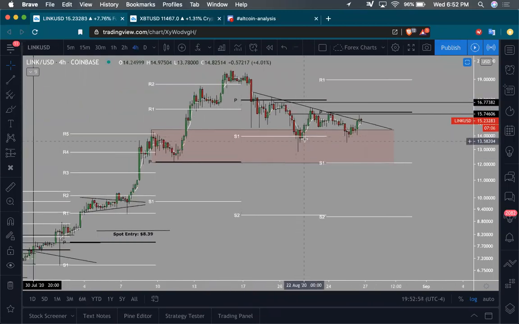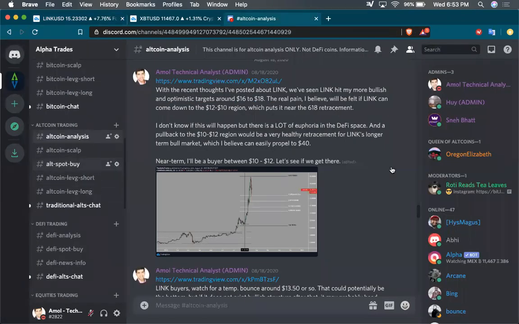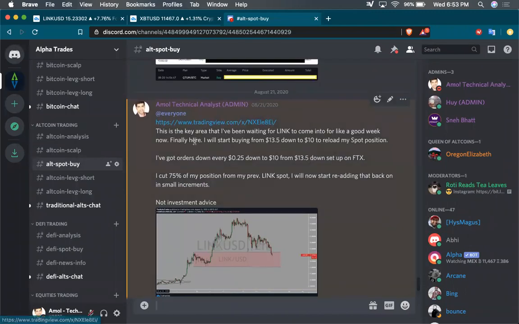We didn't actually do that. We didn't short. All we really did was buy this sell-off right into the S1 and all the way into this wick, and I can show you guys that with proof. In my alt spot buy right there, you can see this is the key area that I've been waiting for Link to come into for a good week.